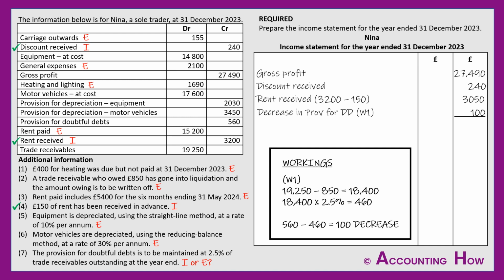And then I can go back to some ticking off. So I'm going to tick item number 7 because I've now dealt with item number 7. And there are no more I's, so I've dealt with all of the incomes, and so I'm now going to total up the income statement to here, so that gross profit 27,490, add these 3 other incomes, gets me to £30,880.